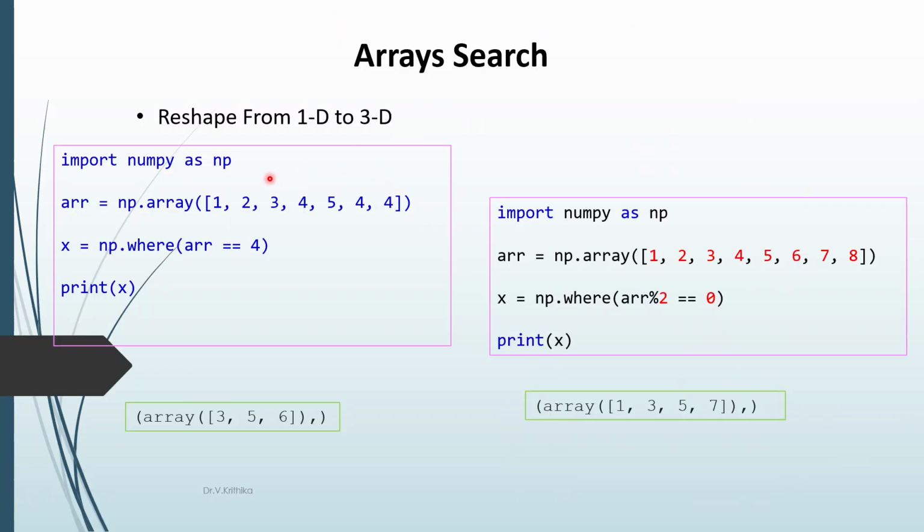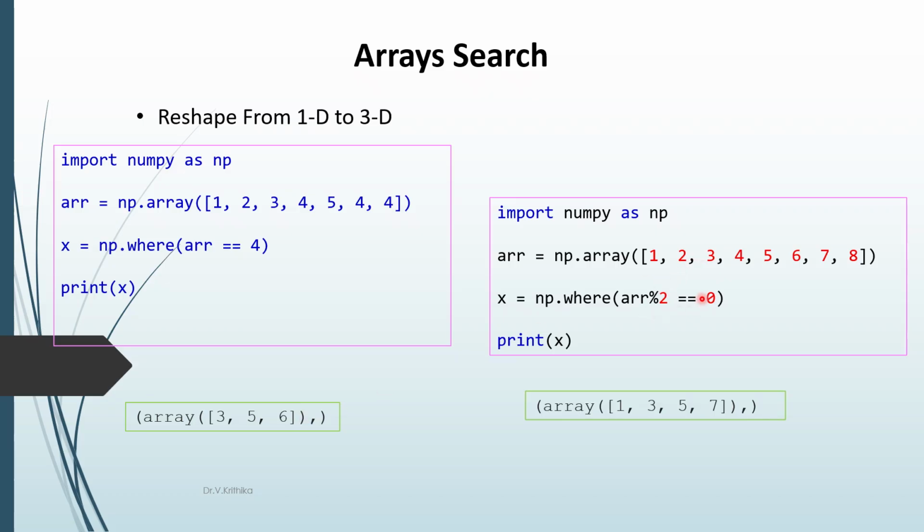Next is search. We can reshape 1D to 3D. So here is the function that we try to use. So it is 1, 2, 3, 4. Here we are trying to find where the value 4 is. The indexing is 0, 1, 2, 3, 4, 5, and 6. The value 4 is available at index 3, 5, and 6, and that is why we have the answer like this.